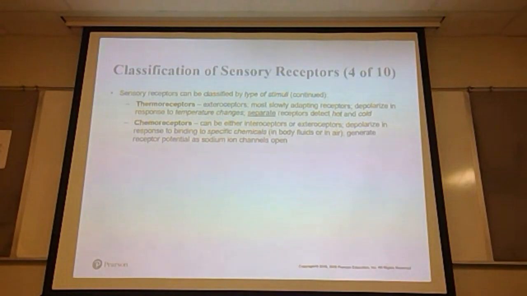Thermoreceptors, as their name implies, respond to temperature changes. They are exteroceptors. They are mostly slowly adapting receptors. And there are separate receptors that detect hot and cold. So when you feel it's hot, it's one set of receptors. When you feel something is cold, it's a different set of receptors. The chemoreceptors can be either intero or exteroceptors. They depolarize in response to binding with specific chemicals, either in body fluids or in the air, and they generate a receptor potential as the sodium ion channels open.